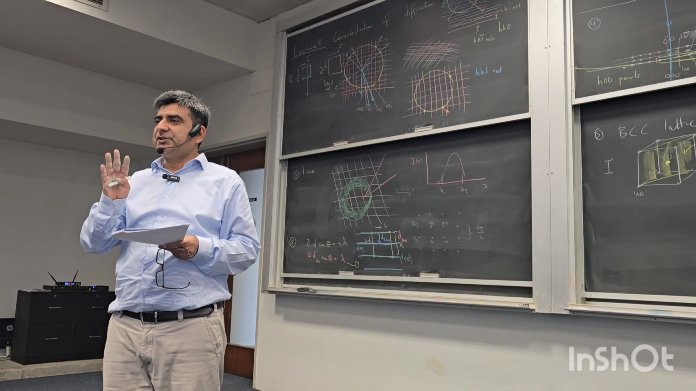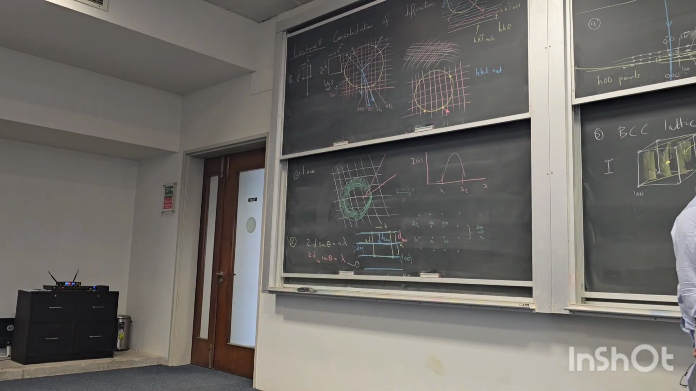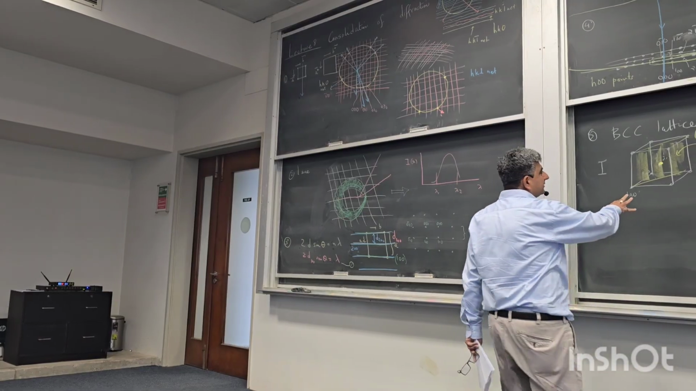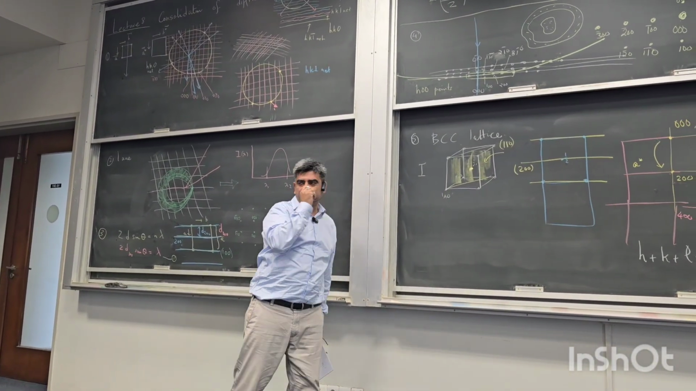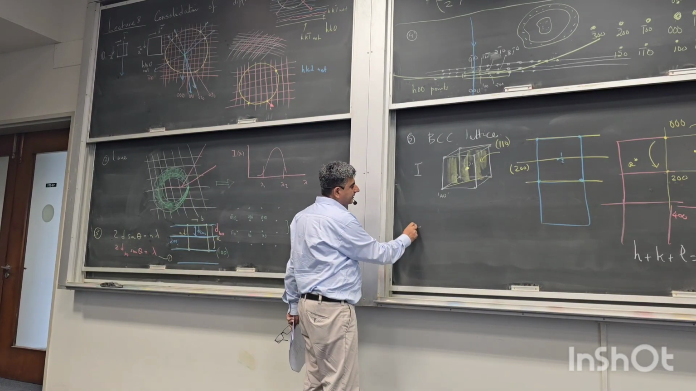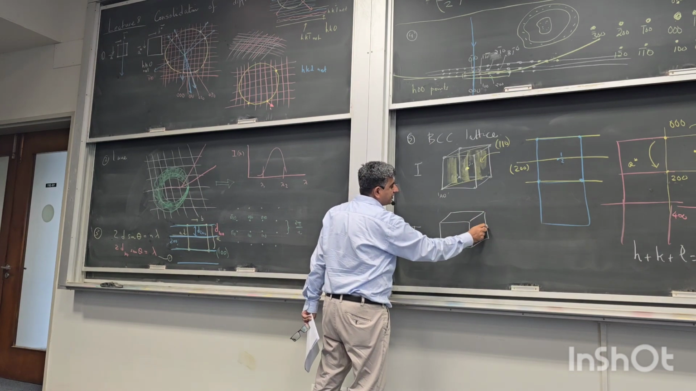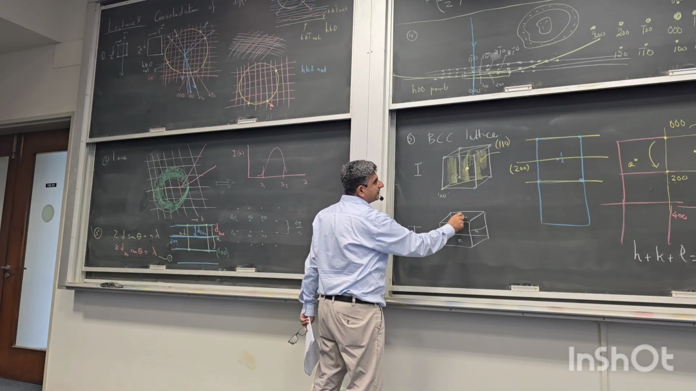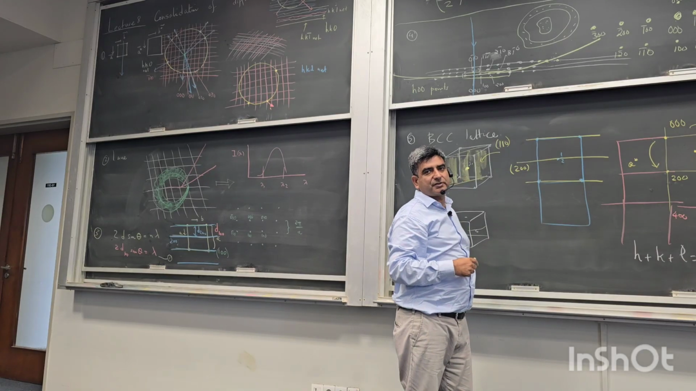If those HKLs are such that the sum of H, K and L is always even, then your original lattice, the structure has a lattice which is body-centered cubic. Likewise, if you start off with a face-centered cubic lattice which has points at the centers of each of these faces, and you do a reciprocal lattice for that, you will get a body-centered structure.